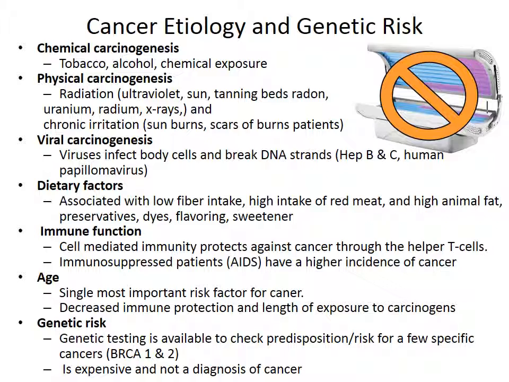Genetic testing is available to check predisposition or risk for a few specific types of cancer. The BRCA1 and 2 is definitive for genetic risk for patients for breast and ovarian cancer. However, these tests are expensive, and they're also not a diagnosis of cancer in particular patients.